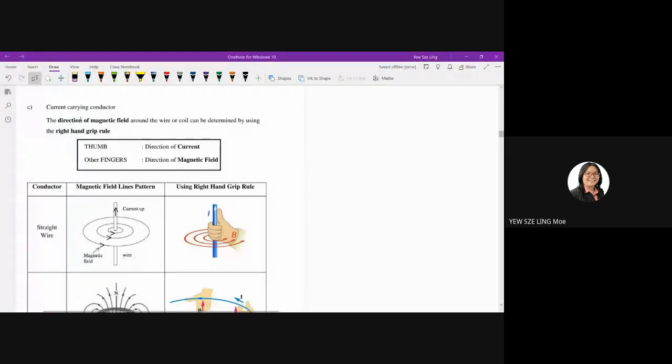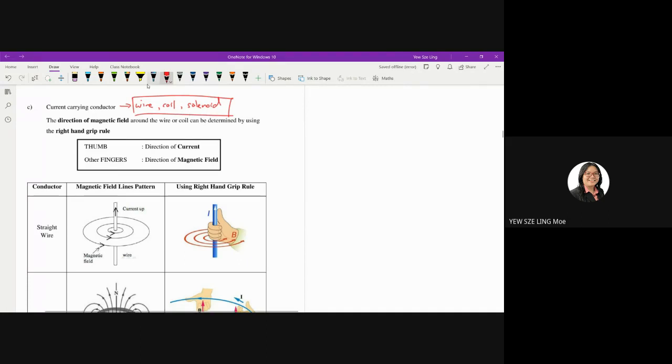What does it mean by current carrying conductor? In our questions, sometimes they call it a wire, sometimes a coil, or you can also say it is a solenoid. Any metal bars that carry current are current carrying conductors. So in our case, we're going to focus on these three things and what happens in them.